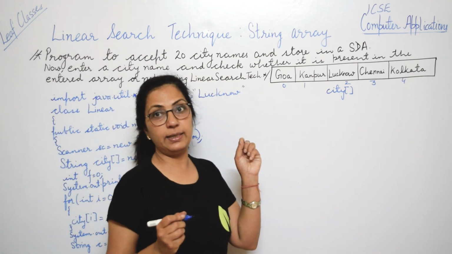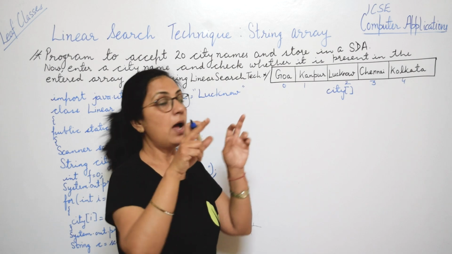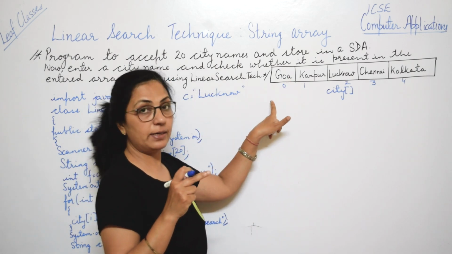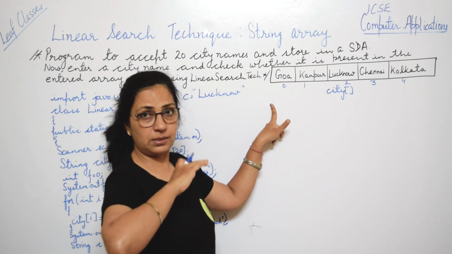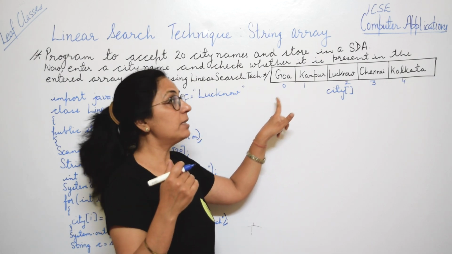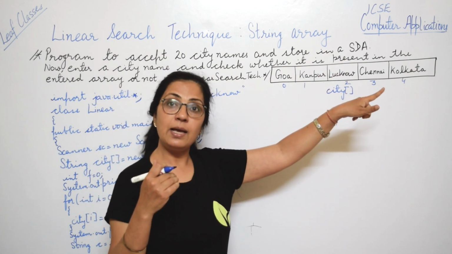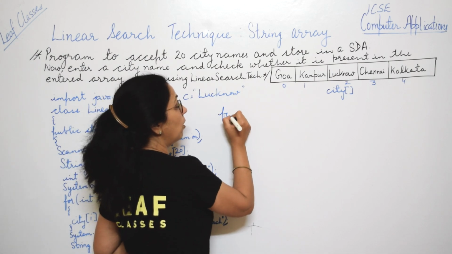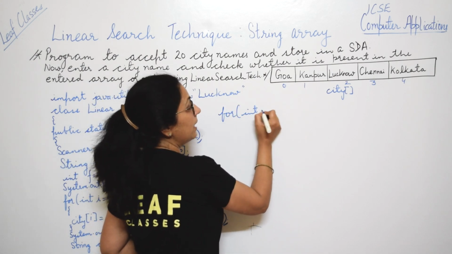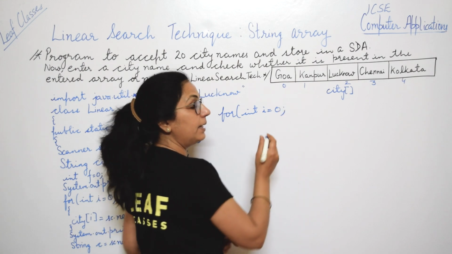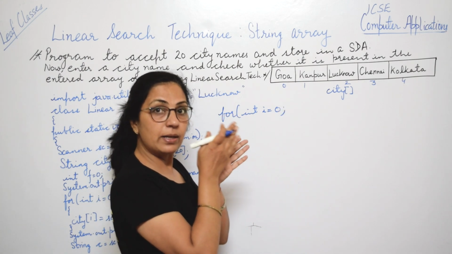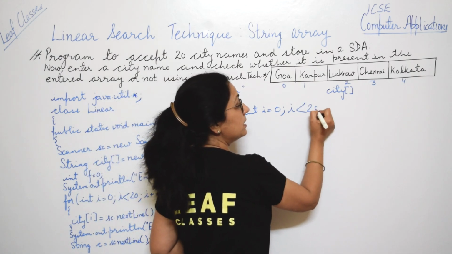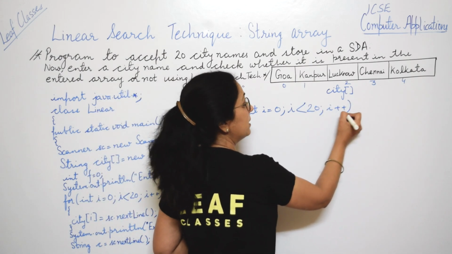Now what do we have to do? In linear search, we cannot directly jump to Lucknow. So what will we be doing? We will be checking it with the first value. If it matches, then we will skip the rest of the checking. Otherwise, we will move to the next one, next one, till we get that value. So in linear search, again we use the for loop. For int i equals 0, because linear means starting from the first one and the first index number is 0. i less than 20, till the last index number, i plus plus.